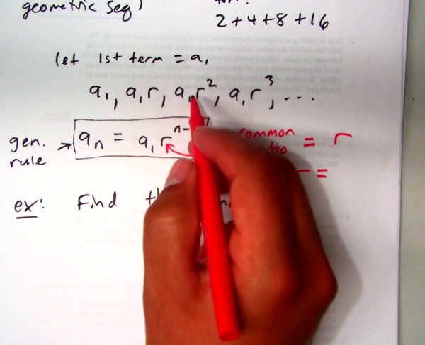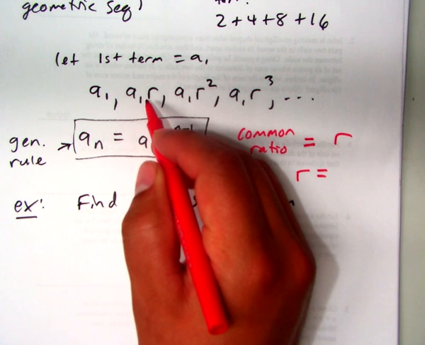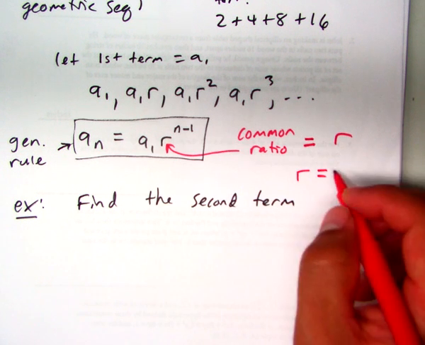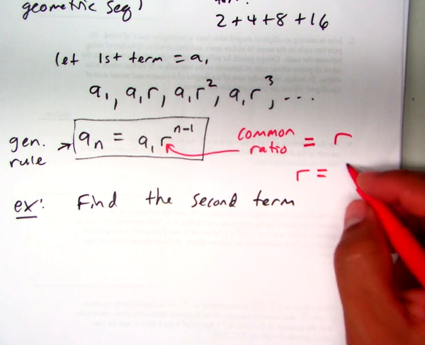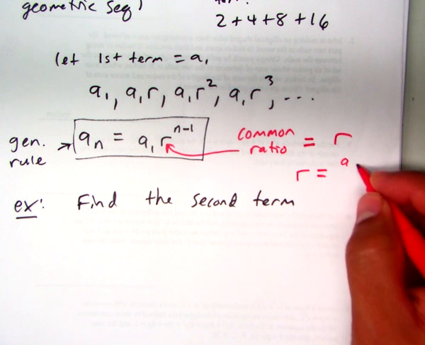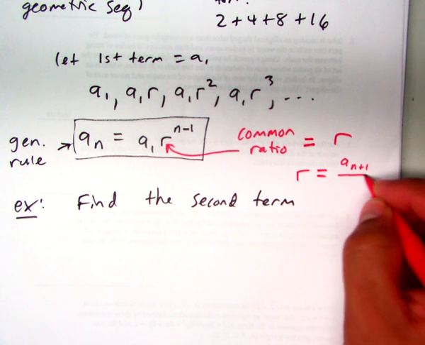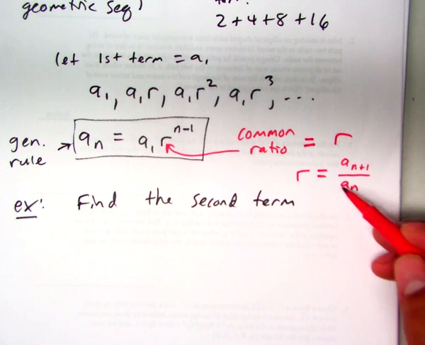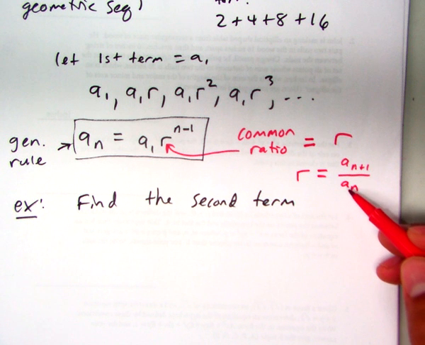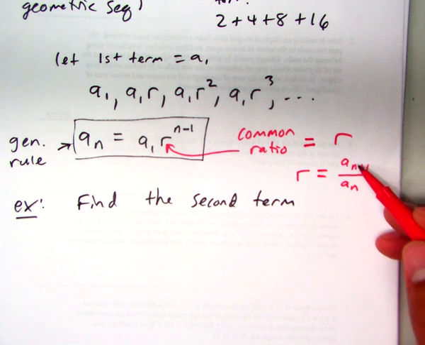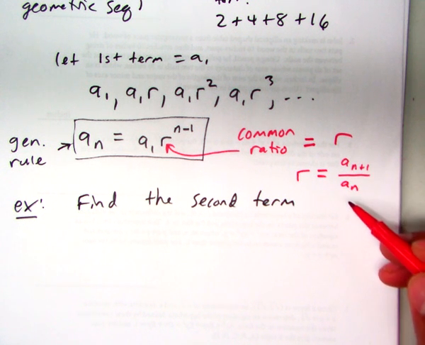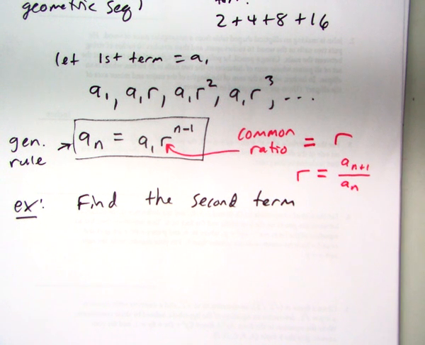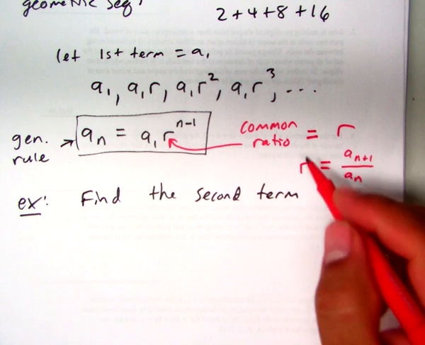If you take the third term and divide it by the second term, you get a1r squared over a1r. Again, you get r. So the general rule for the common ratio is that you just take any term divided by the one before it. So we use the notation a sub n plus 1 over a sub n. So if a sub n is any term, then in the numerator would be the term after. So third term divided by second term. Second term divided by first term. Anything like that would be fine. Okay, so now that we've gotten that out of the way, sorry about that.